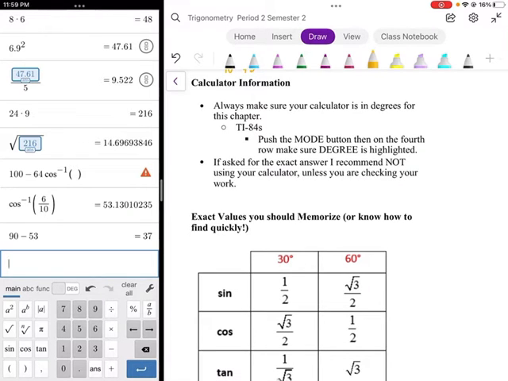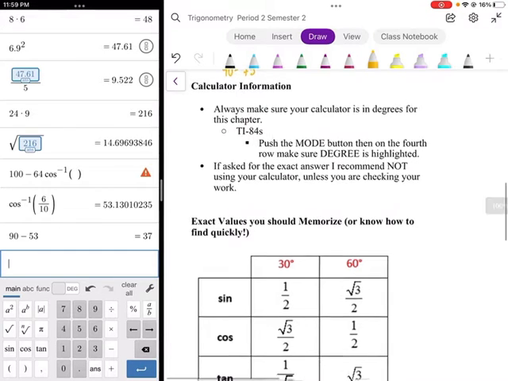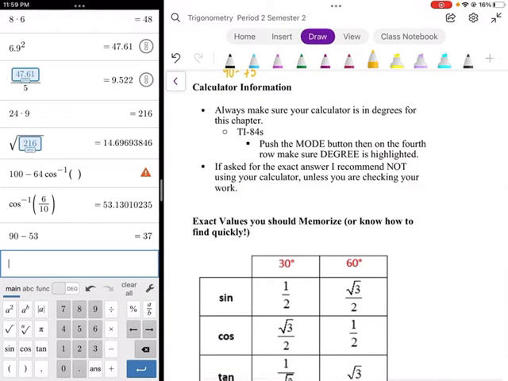All right. And this section will be useful if you're using the TI-84s. You'll want to make sure your calculator is in degrees during this chapter. And this explains how to do that. And when you're given exact answers, I do not recommend using your calculator because if you have a side length that involves a square root and you use your calculator, you'll end up with a decimal.